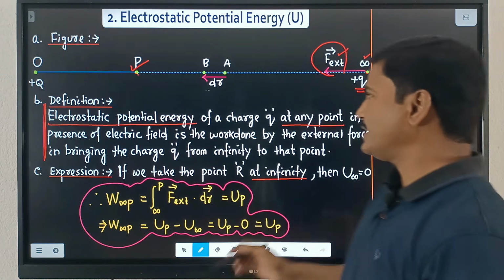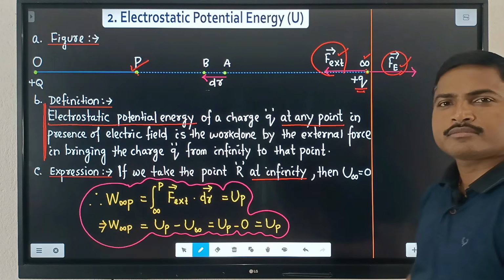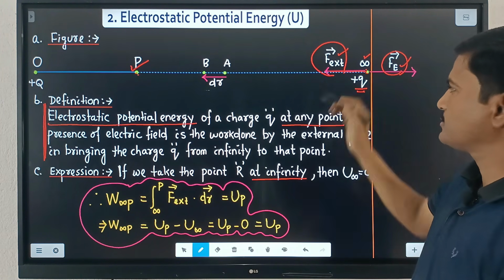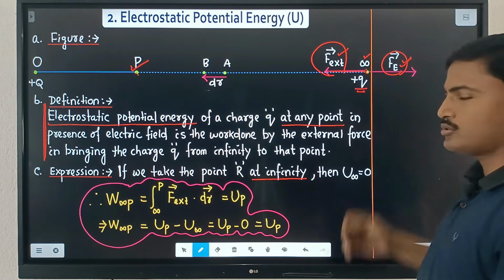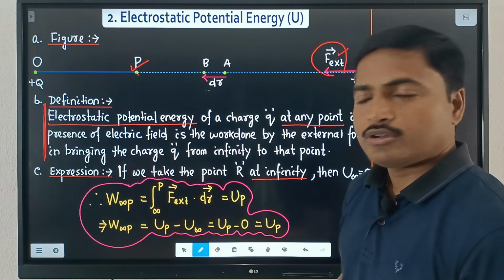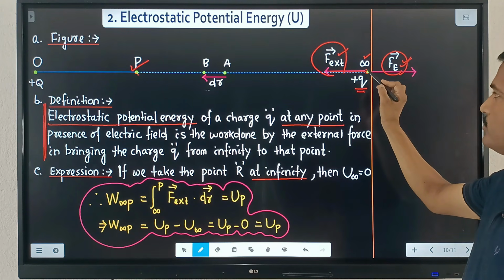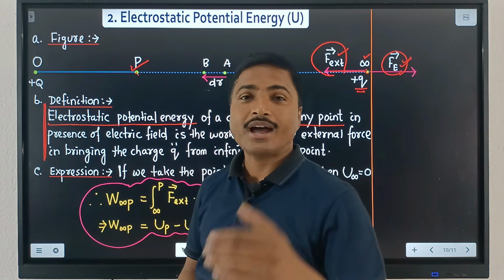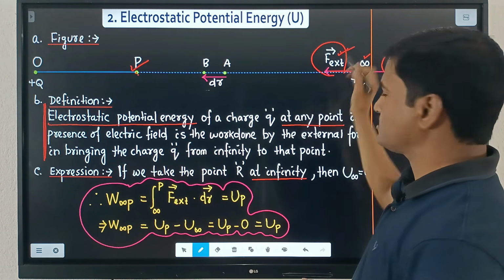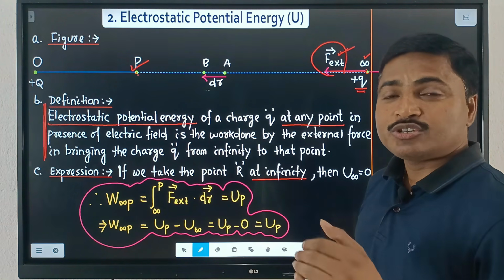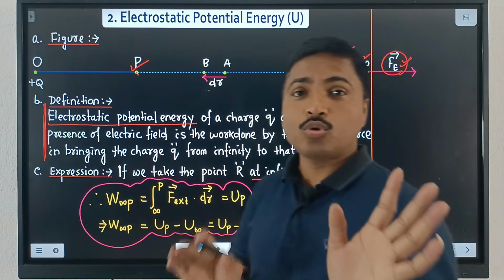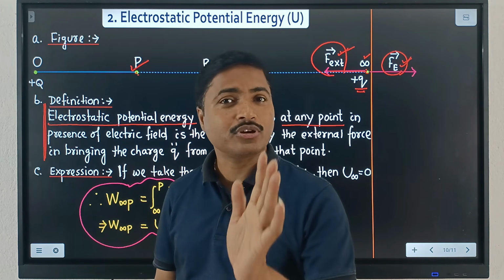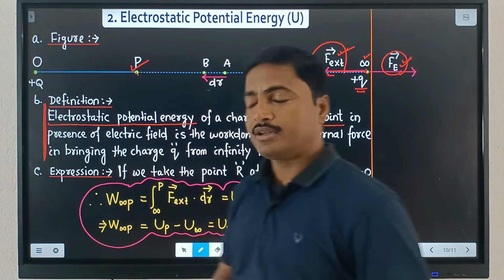Once again, suppose a test charge is there at infinity, then we apply the external force just opposite to the electrostatic force, so that the test charge starts to move from infinity up to point P. Some work is done by this external force, and this work done by the external force is stored as the potential energy, and that is known as the electrostatic potential energy at point P. Clear?